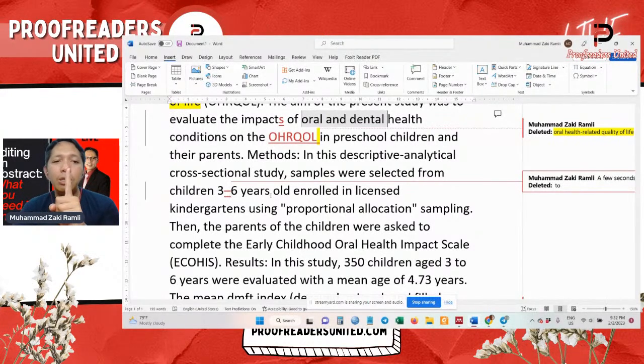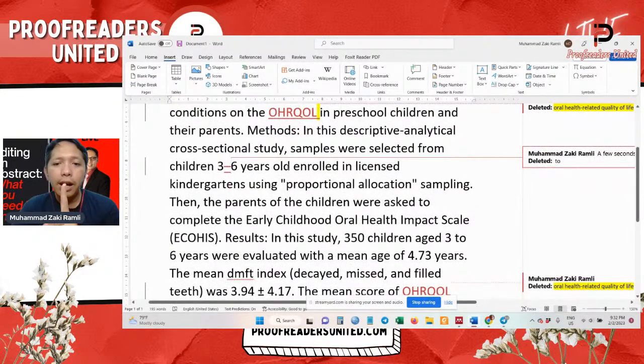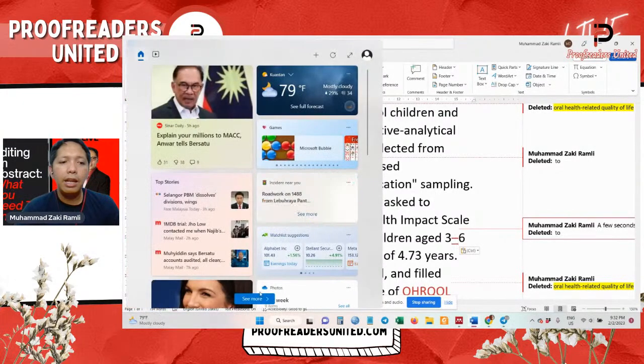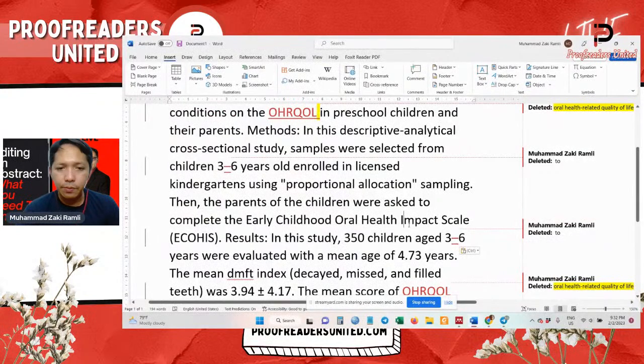Actually it's not only one word, because just now I can also see that this phrase is repeated twice: 3 to 6. So for this one, we can always change it to be like this. Like that. So now it's 194. We have saved another word.